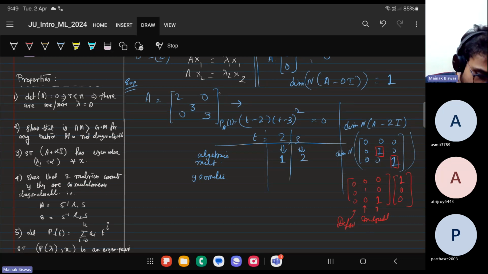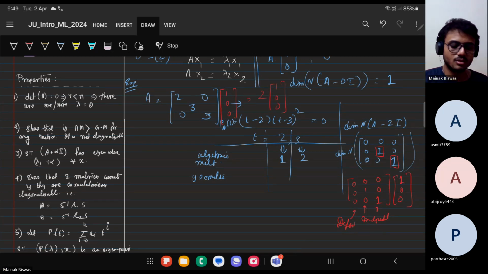If you just multiply 1, 0, 0 with this, do you get 2 times 1, 0, 0? I am doing Ax equals lambda x here and finding the null space vector of A minus 2I. Do you understand that 1, 0, 0 is in the null space of A minus 2I?